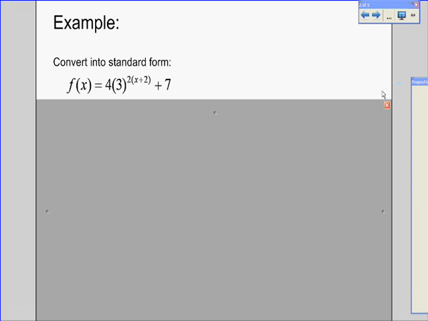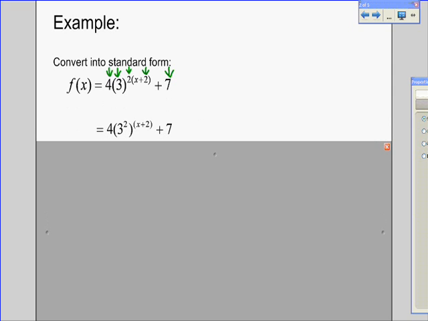So I've asked us to convert this equation into standard form. And we can see here that this is our value of a. Our base right now is 3. We have a b value of 2. We have an h value of negative 2. And we have a value of k that is 7. So how do we go about applying our exponent laws to simplify this first term here, that 4 times 3 to the power of 2 times x plus 2?